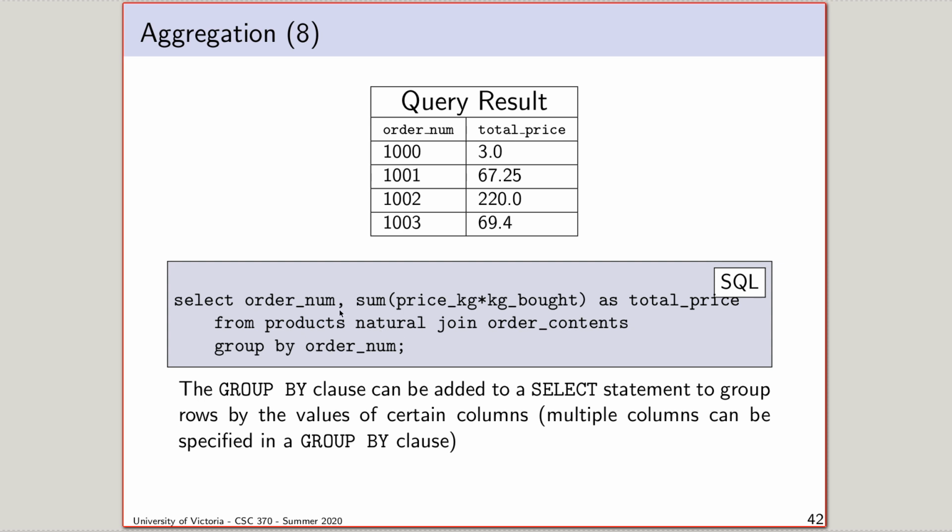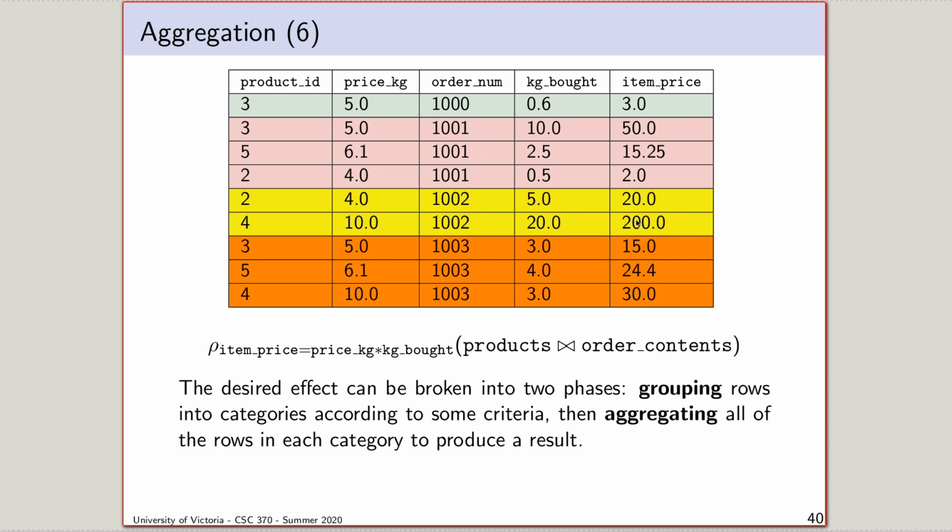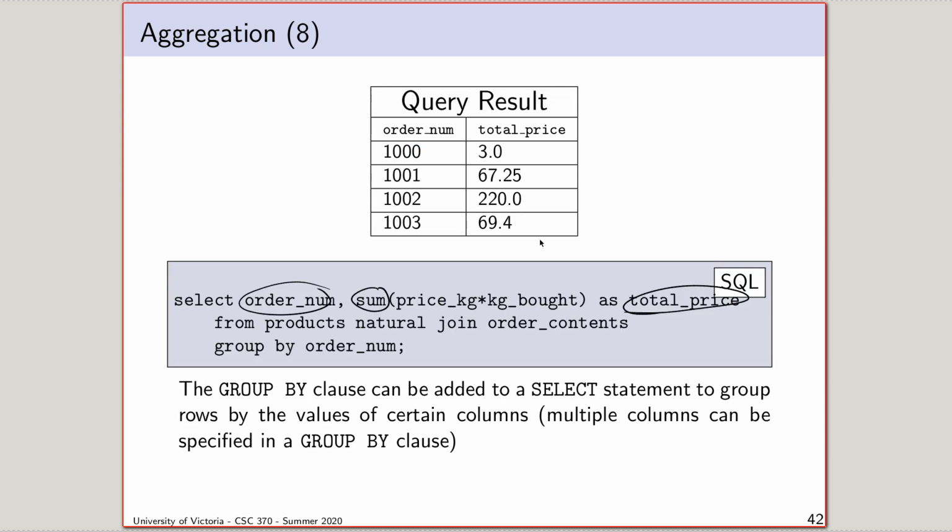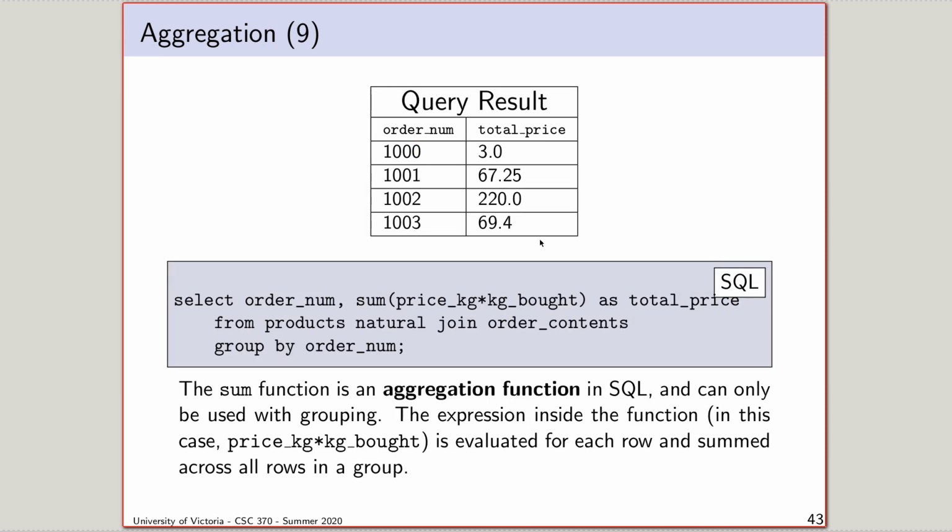And then up here, I select order number, okay, and then I select the sum. This is an aggregation function, the sum of the price per kilogram times kilograms bought. And I call that result total price. Inside each bucket, I do have price per kilogram and kilograms bought, and I multiply them together and then add up all of those products to get my total price column.